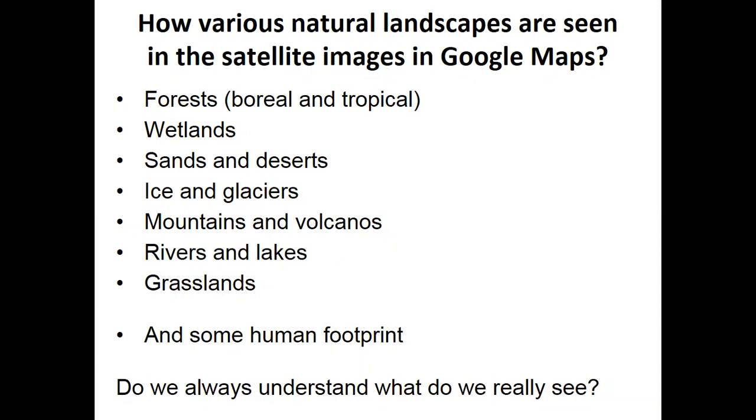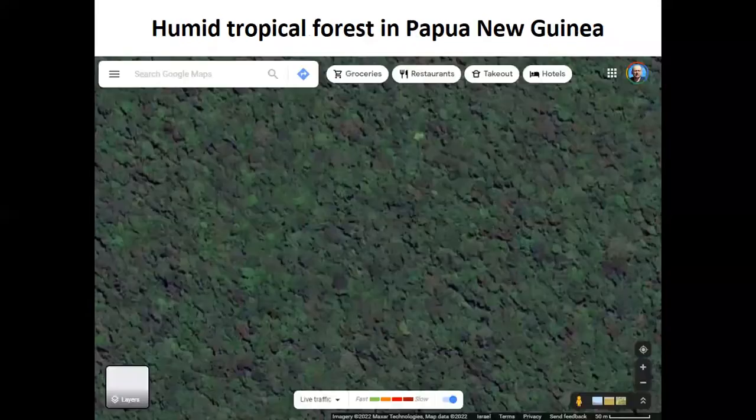Okay, but also I would like to very briefly go through images of various natural landscapes, how you could see in satellite images with that pretty high level of detail, pretty high spatial resolution, different natural landscapes like forest or wetlands or deserts or ice, mountains or rivers and lakes. Let's just very briefly go. I have many images, but we will go quickly through them.